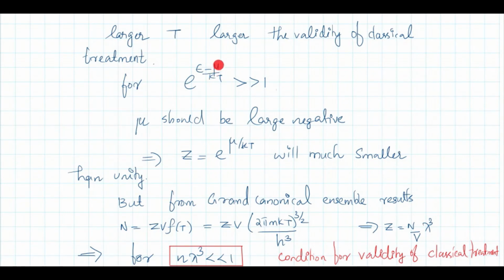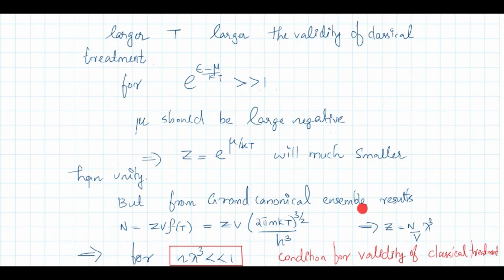For this to be greater than 1, mu should be a very large negative value. If this chemical potential is very large and negative, this factor will be very large and e raised to that quantity will be very much greater than 1. So in order to make this quantity very large, mu should be large negative. If mu is large negative, that means z is very much less than 1.